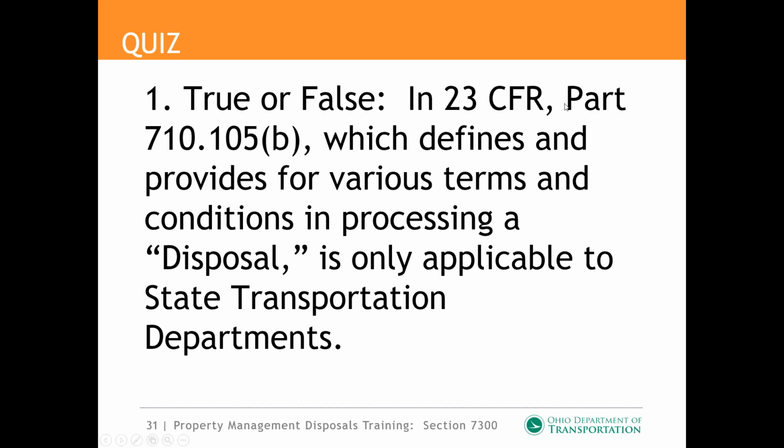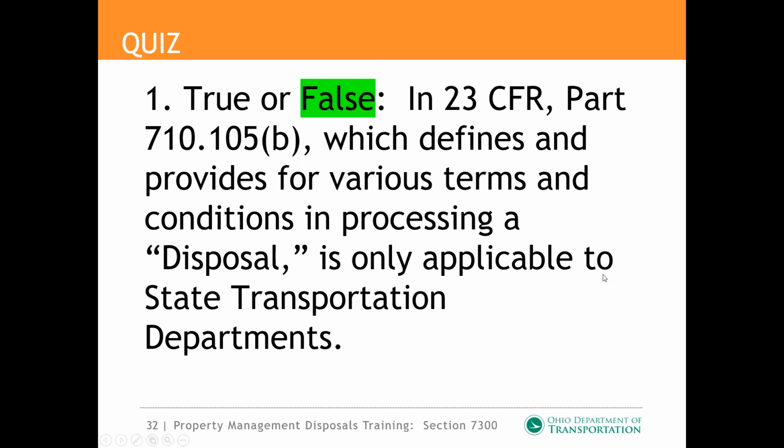You can even just put T or F and send it in. That would be fine. Getting a lot of Fs. Well, those people would be correct. It also includes subagents and recipients that are listed in that part of the CFR.